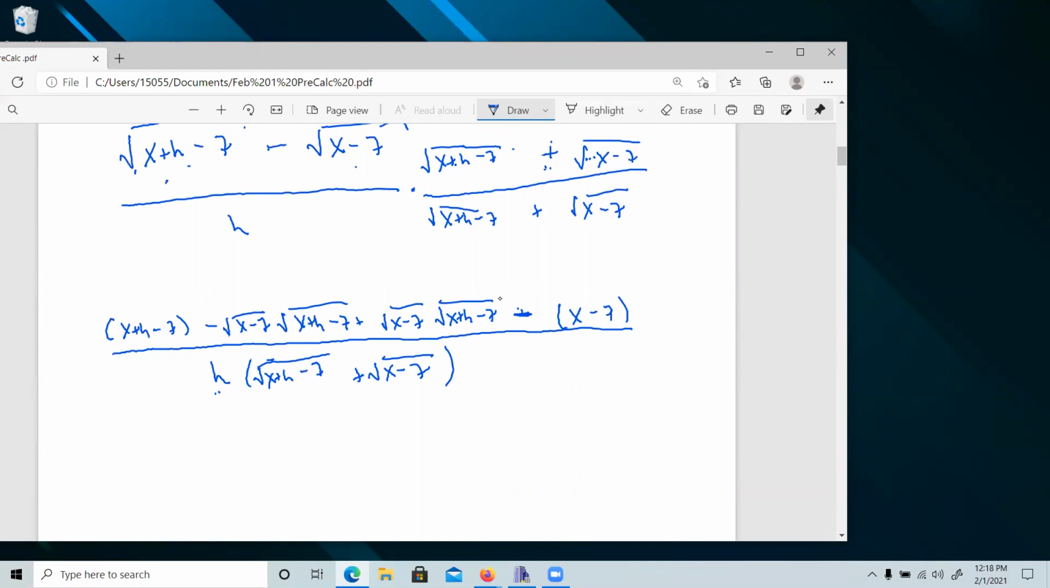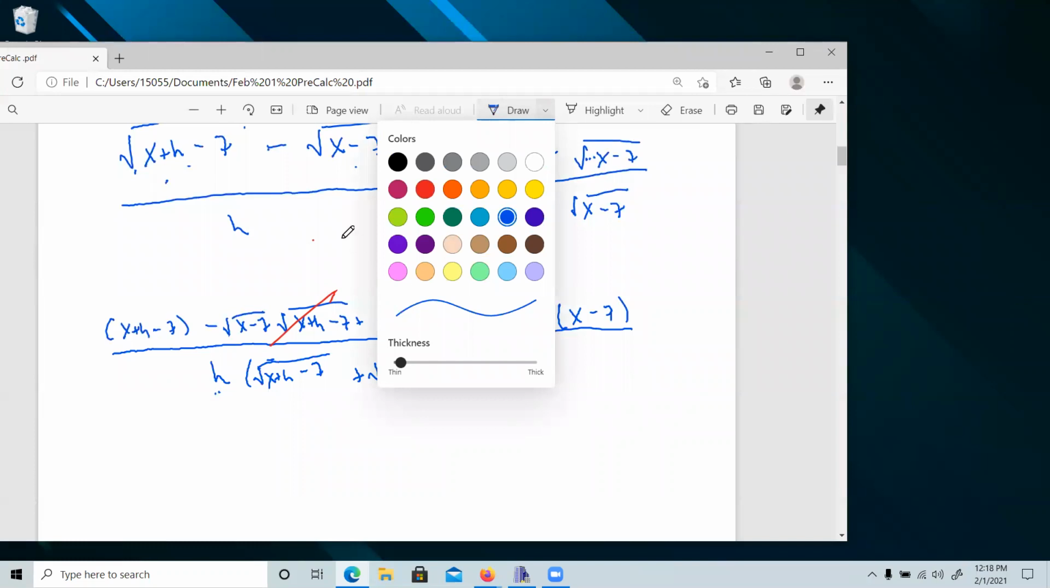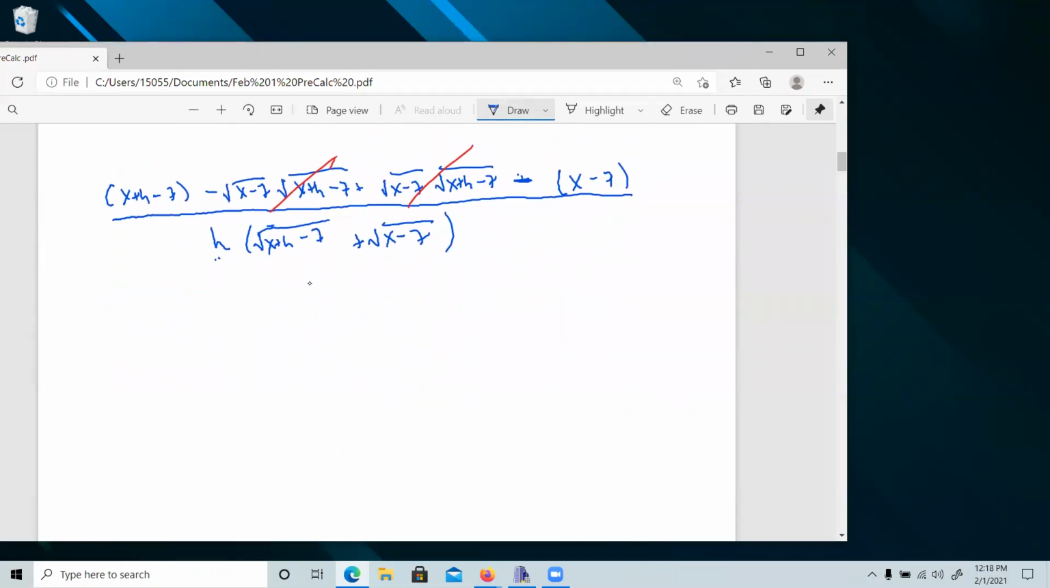This is just the parentheses thing. You see that we have a negative, horrible looking thing and a positive, horrible looking thing here? Well, these two are going to cancel each other out. Those are going to add together, and then we're not going to have anything there. Okay. So what we are going to get is x plus h minus 7 minus x minus 7, all divided by h square root x plus h minus 7.